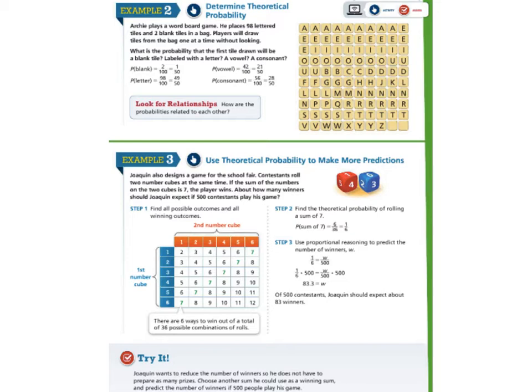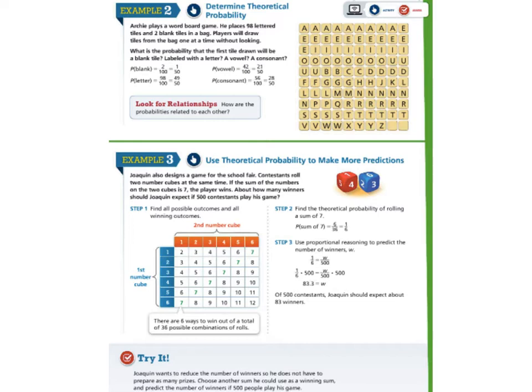Now take a look at example 2. Archie plays a word board game. He places 98 lettered tiles and 2 blank tiles in a bag. Players will draw tiles from the bag one at a time without looking. What is the probability that the first tile drawn will be a blank tile, labeled with a letter, labeled with a vowel, labeled with a consonant? So let's take a look at all of these probabilities.